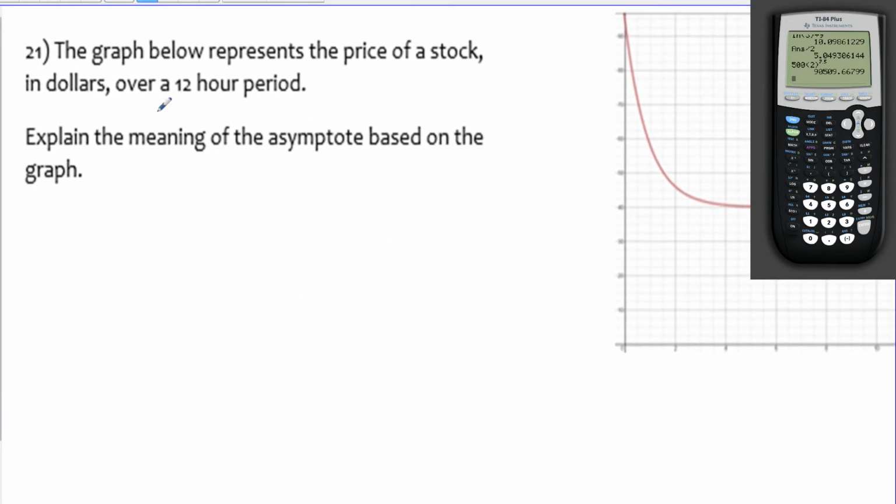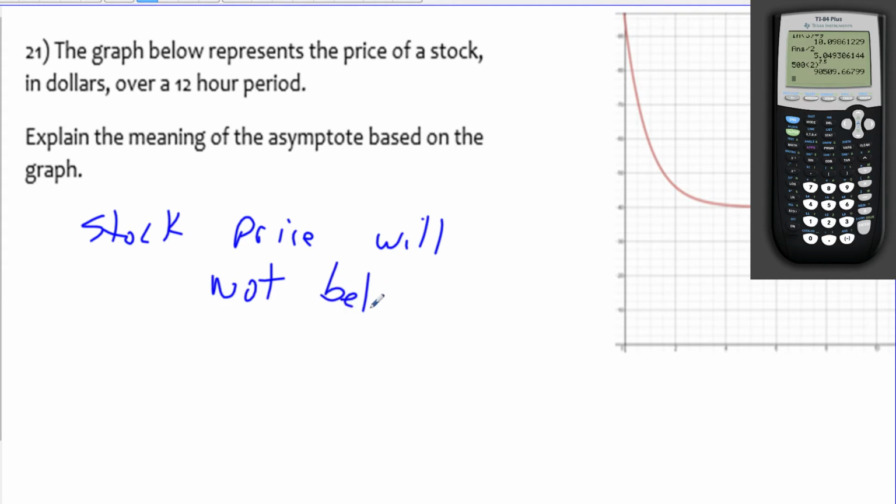We're going to say that the asymptote in this case says that the stock price will not go below $40, okay? And that's what an asymptote is. It's a value that it will not go below or above, depending on which way we're going. But since we're traveling downhill, it's approaching 40 from the top, so it will not go below. It will not go below $40, okay?